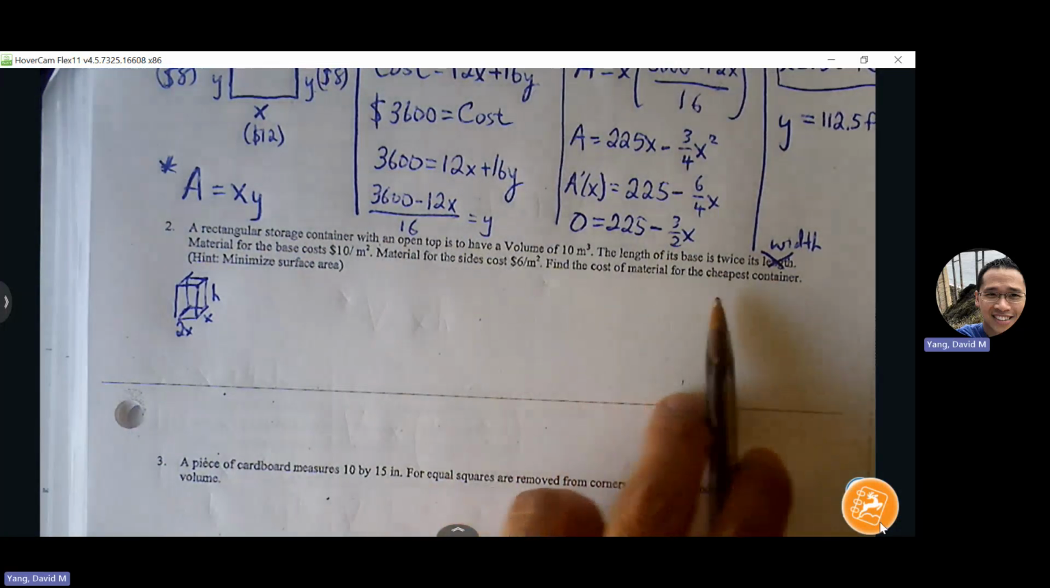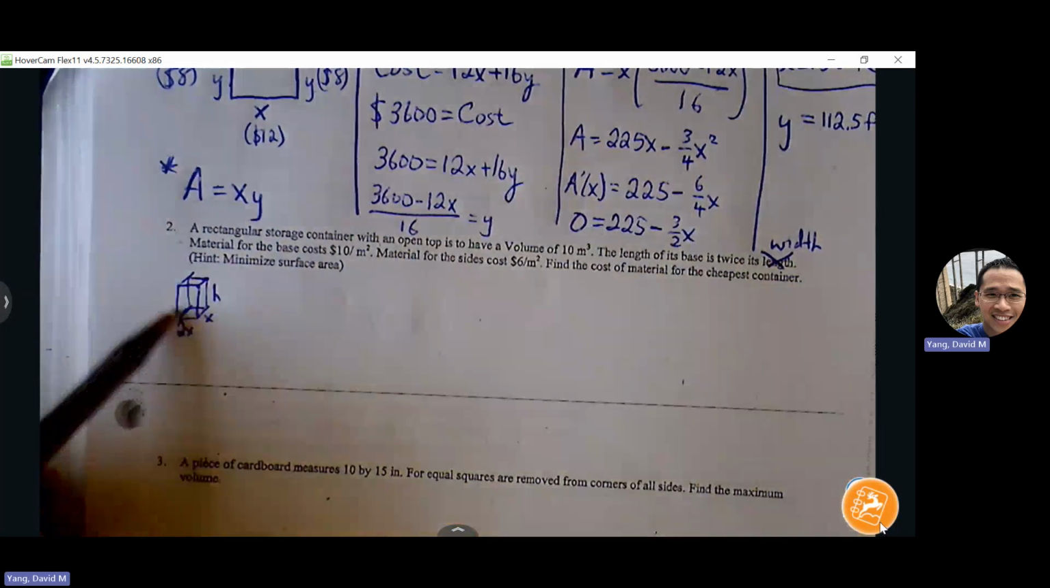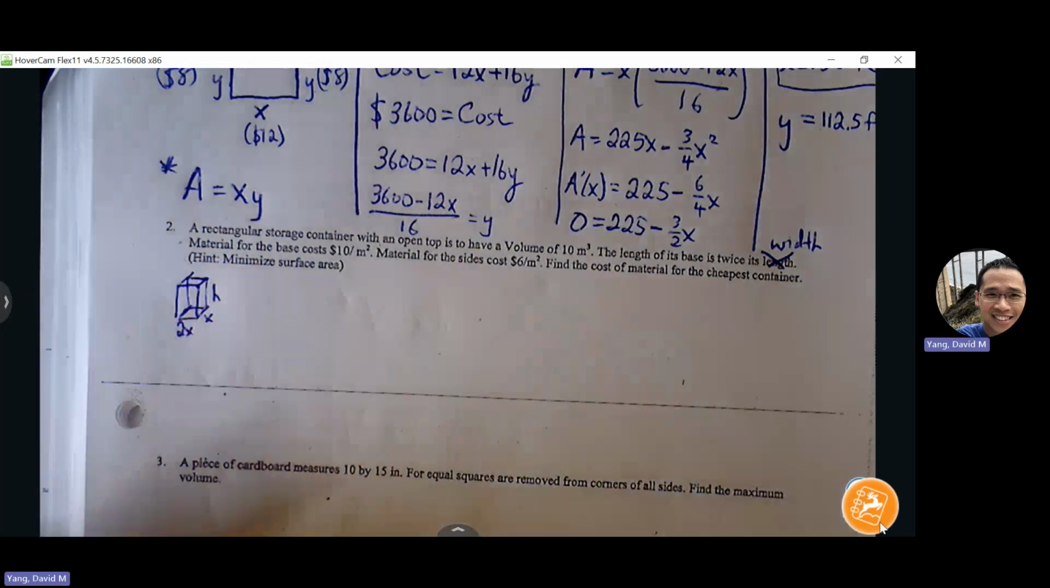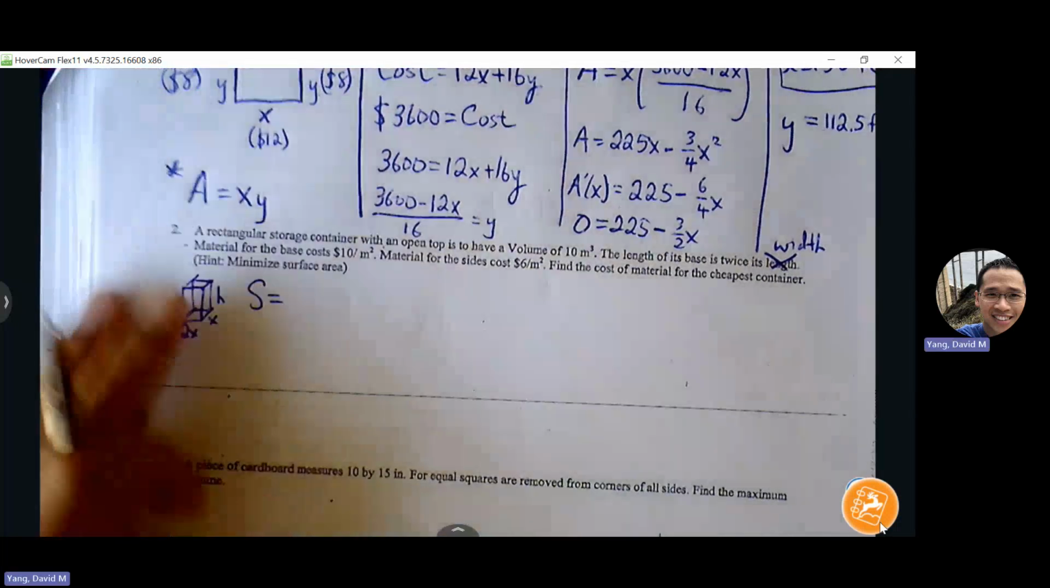Find the cost of material for the cheapest container. So the cost is not with the volume, it's with the surface area, right? That's the material that we're using to pay for, the material that costs money, not the volume. So surface area of all the surfaces. Let's build that equation.